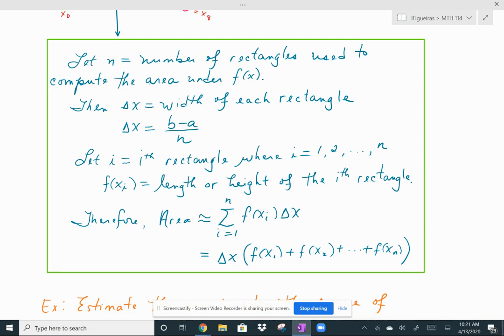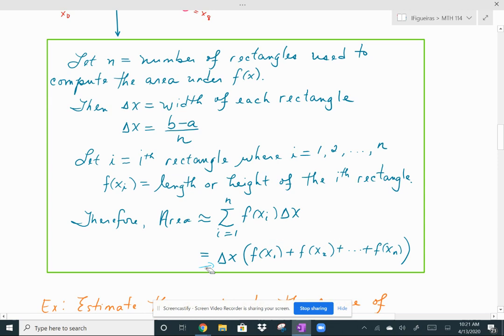Therefore, your area will be approximately equal to the sum of f of x sub i times delta x, which basically means that you are multiplying by your width, which is consistent throughout, so I'm just going to pull that out, and then add up all of the heights of the rectangles from the first rectangle to the nth one. That computation will give you your approximation.